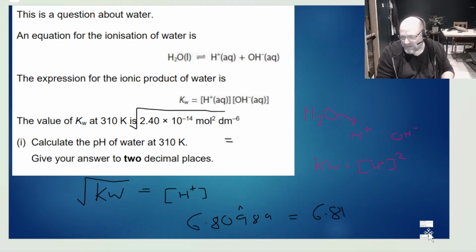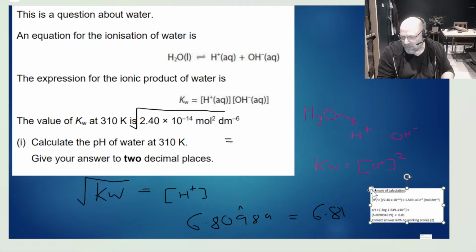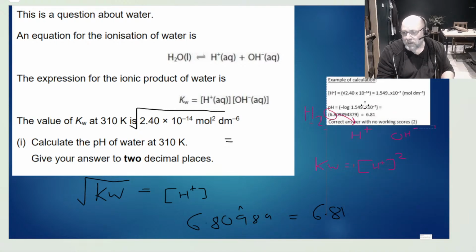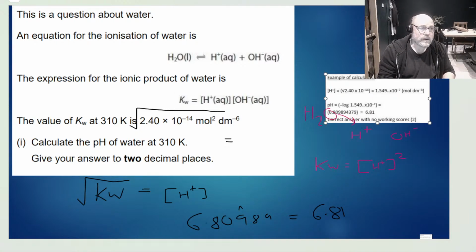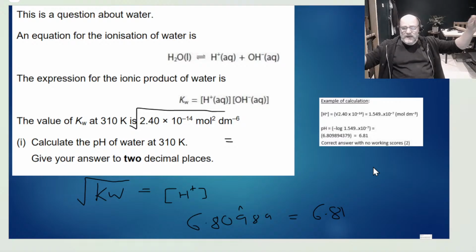Yes. Yeah, there you go. Okay. Nice. So that's Kw for you. Now, there are some Kw calculations, guys.